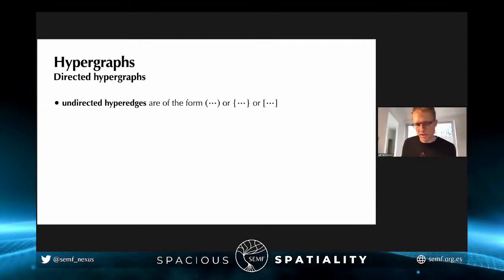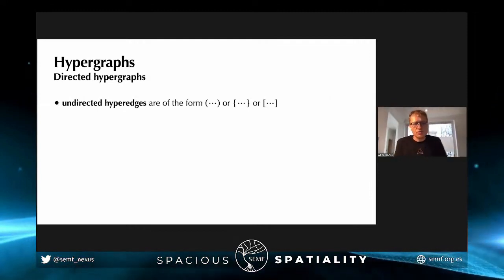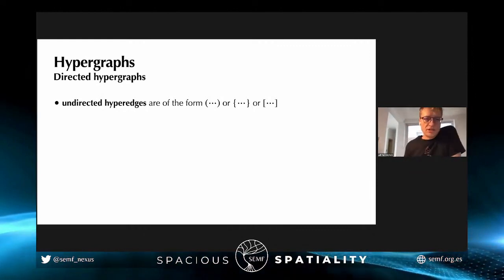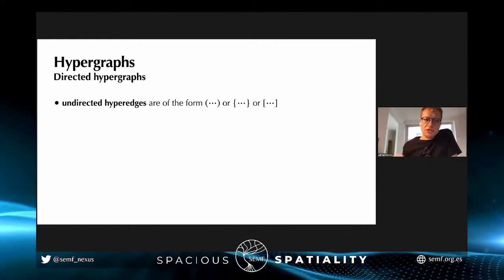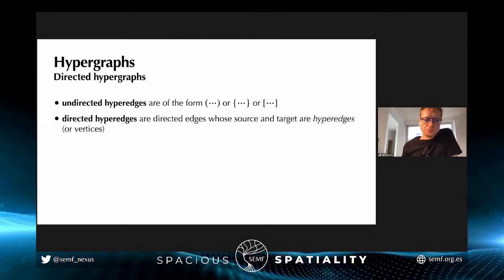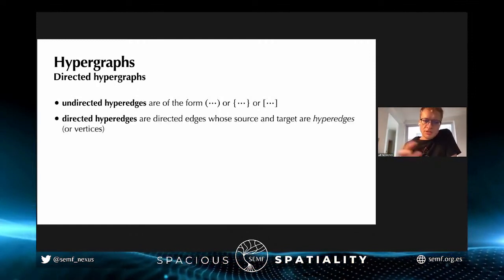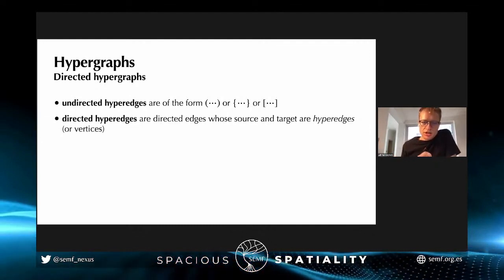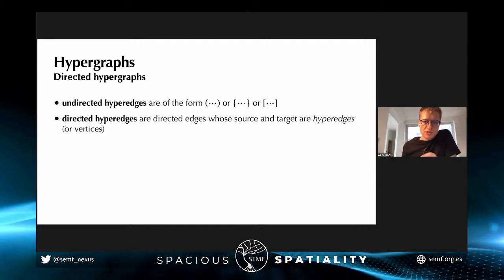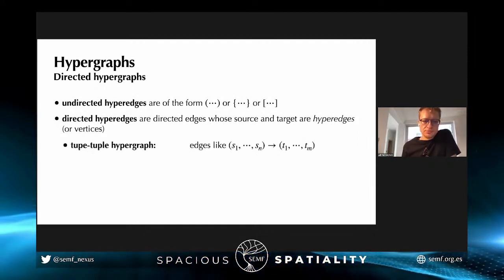Let's look at one last topic here, which is this notion of directed versus undirected. Now, undirected hyperedges are the ones we've been talking about so far. It's not the same thing as ordered versus unordered. Directed hyperedges are a little bit more of a sophisticated idea. Those are directed edges where the source and target are not vertices, but themselves hyperedges.